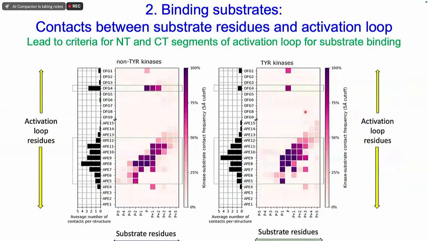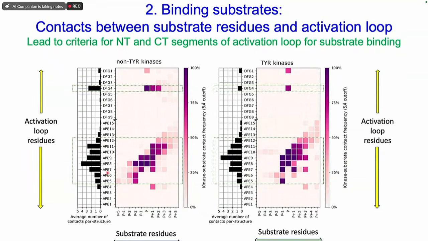So that's how the ATP is bound in magnesium. What about the substrates? We looked at these 54 structures and figured out what the contacts are between amino acids in the substrate and amino acids in the activation loop in the kinase. On the x-axis are the residues in the substrate. P in the middle is the site that's going to get phosphorylated. P plus 1, 2, 3, 4, 5 are the residues C-terminal to the phosphate site, and P minus 1, minus 2, up to minus 5 are the ones before it, N-terminal.